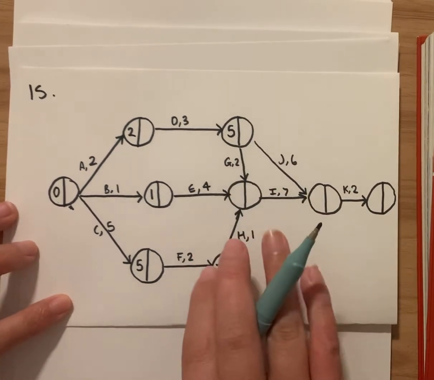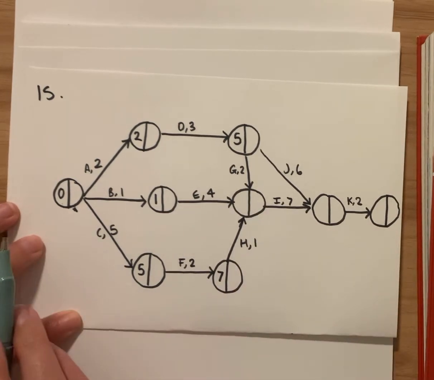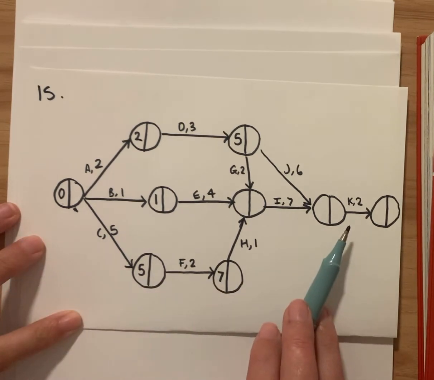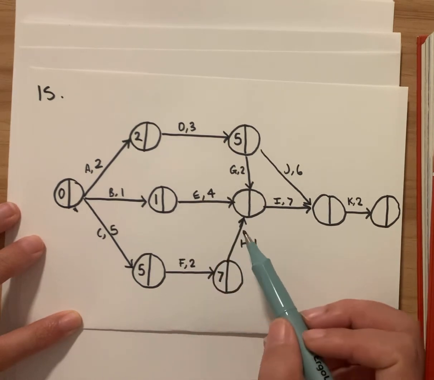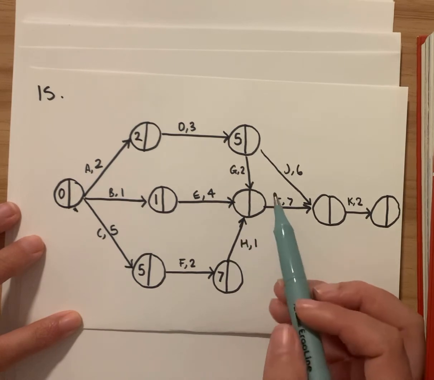All right, now we've got all 3 pathways that lead to this one. So we can choose which pathway we're going to choose. Well, when we're doing the earliest starting time and we're moving from the start to the finish, we always select the pathway that takes the longest amount of time, okay? So we have to factor that pathway in.